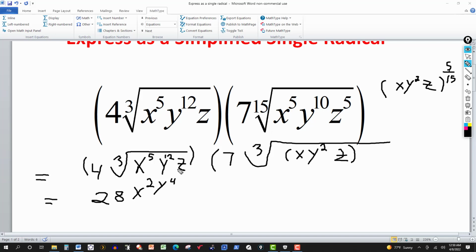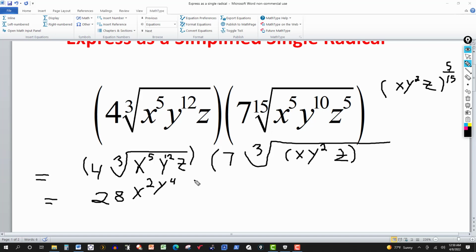So I multiplied the 4 and the 7 and got the 28. And then x to the 5th times x is x to the 6th. Break that down, perfect cube, x squared. Y to the 12th, perfect cube, 3 into 12 was 4. Now we have this z. Z is not a perfect cube, so let's multiply and leave it under the radical. Z times z gives me a z squared.